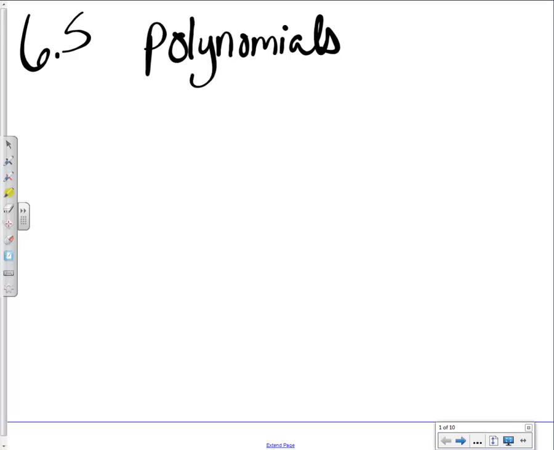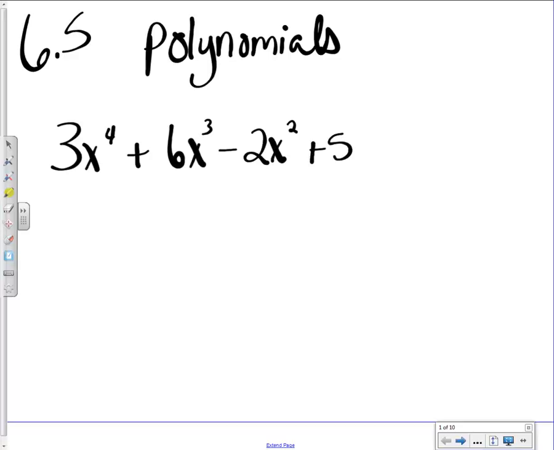Okay, so I'm going to write an example problem up here, and you are not going to panic, okay? So the first problem is 3x to the fourth plus 6x to the third minus 2x squared plus 5x minus 7. Okay, there are things that I need you to learn about the problem that you see.